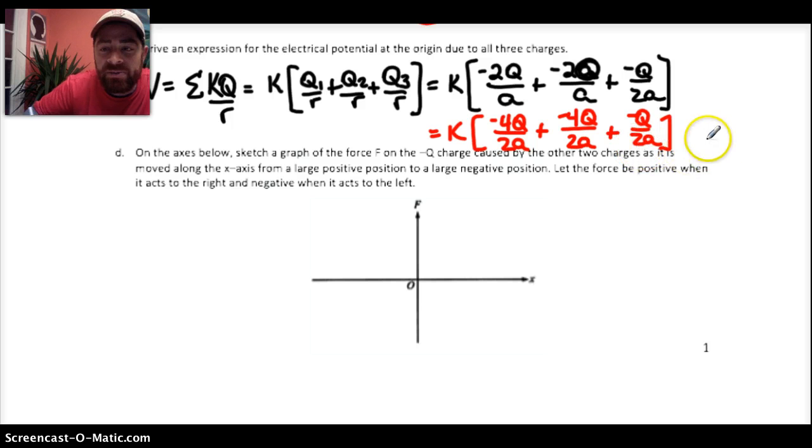I can combine the terms. So my denominator is 2A, and I've got negative 4Q and Q, which is going to give me negative 9Q over 2A as the total potential there at the origin due to the 3 point charges. Oh, don't forget the constant K here. I left that out of the numerator, and it should be there.